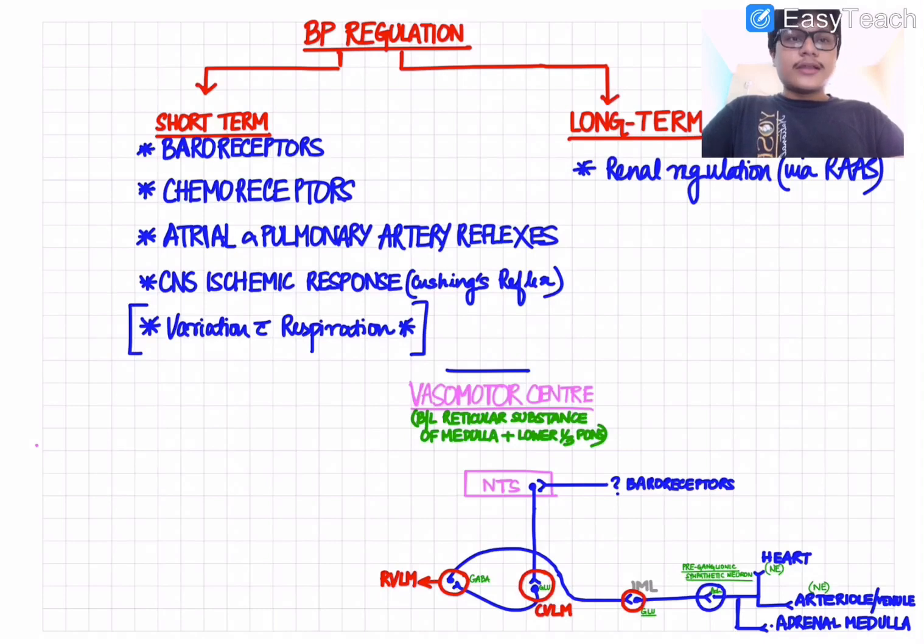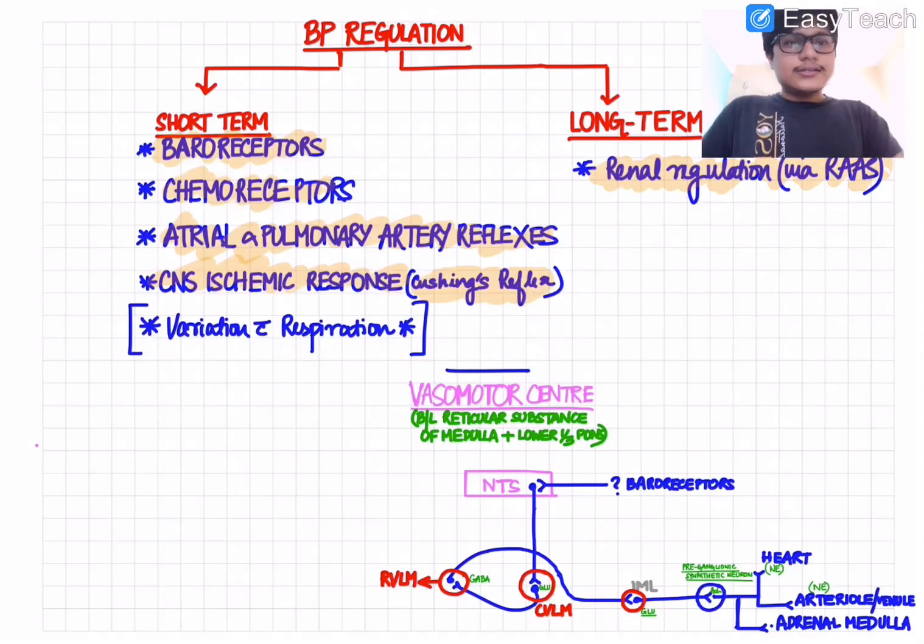Now, when we talk about blood pressure regulation, there are two things to be kept in mind. That is, blood pressure regulation can be both short term and long term. Short term blood pressure regulation is achieved via the baroreceptors, the chemoreceptors, the atrial and pulmonary artery reflexes, the CNS ischemic response, and there is also an entity known as the Cushing's reflex. And long-term regulation of blood pressure is primarily achieved via the renin-angiotensin-aldosterone axis.